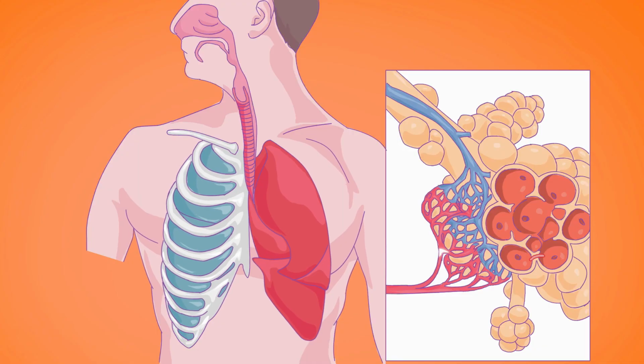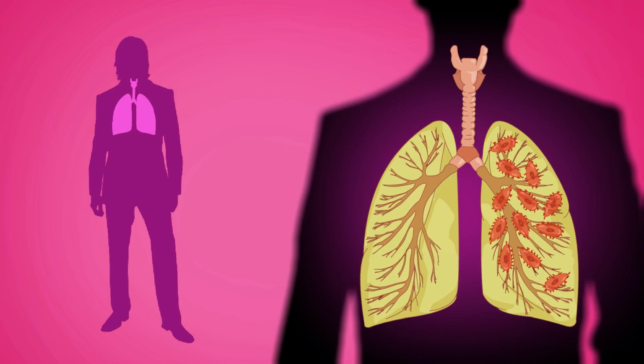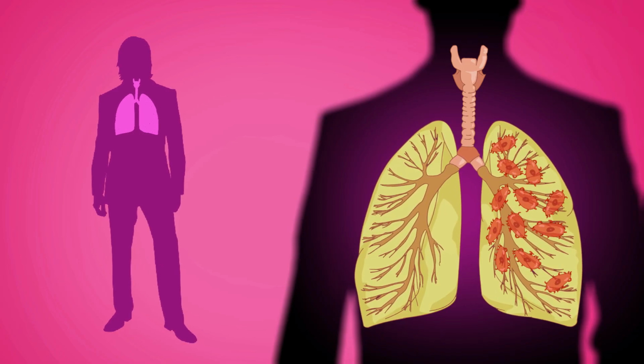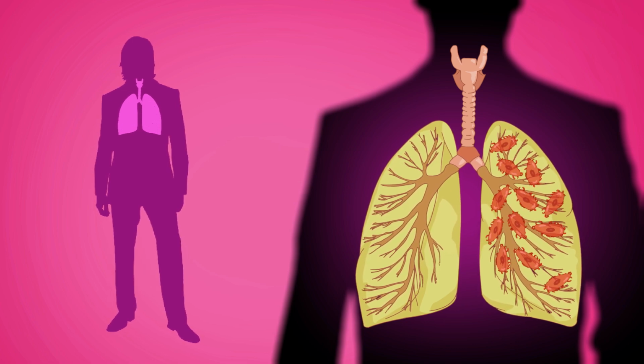The doctor guides a thin, lighted tube through your nose or mouth and down the air passages to the tumor and removes a tiny tissue sample. This is called a bronchoscopy. This is useful for tumors near the center of the lung.